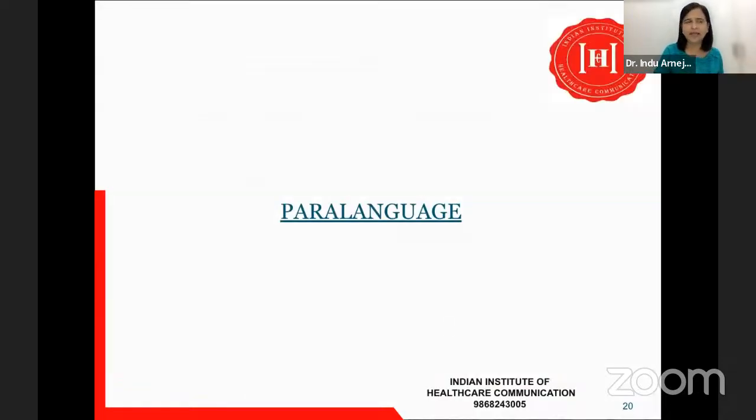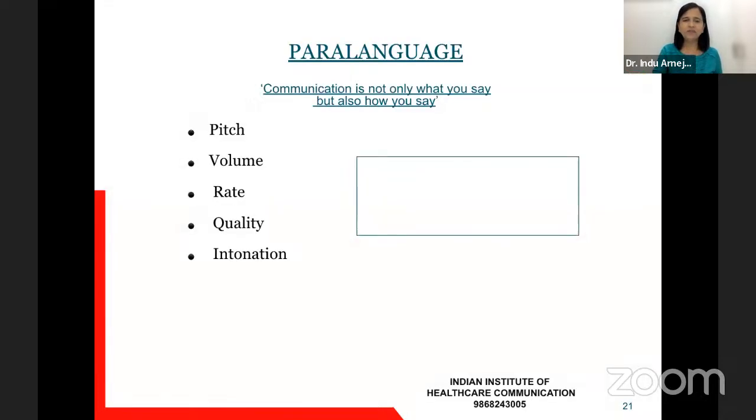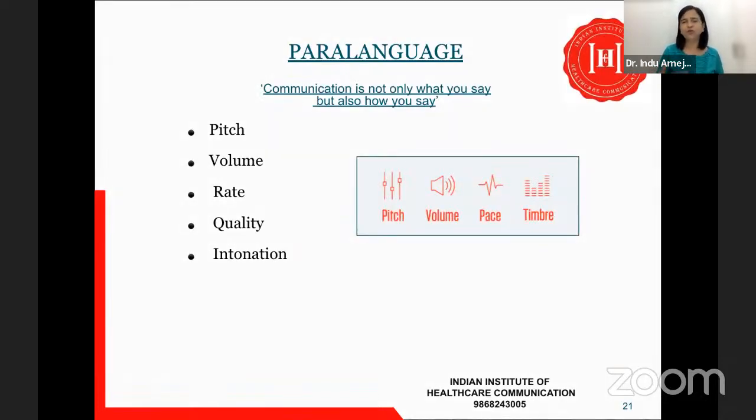Now, coming to the para-language part. What is para-language, by the way? The tone of your speaking. Exactly. Yeah. Language is words. Para-language is how you speak those words. So para-language is everything that includes your pitch, volume, rate, quality, intonation. So communication is not what you say, but how you say it.